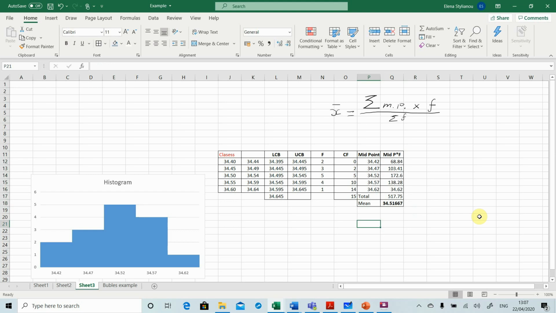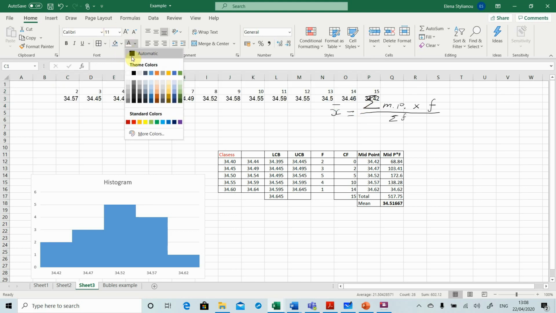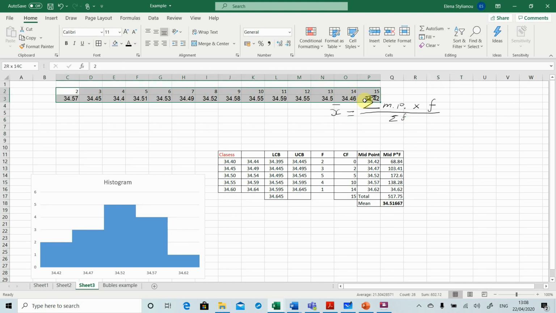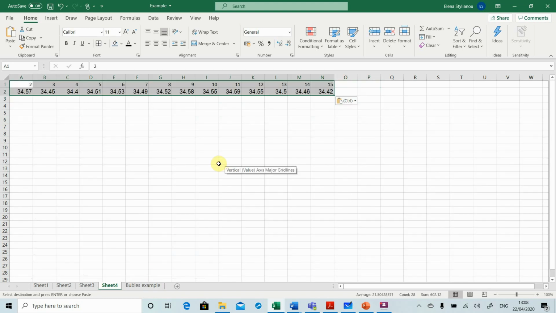And now let's discuss how to calculate standard deviation. Actually, first let's discuss what standard deviation means, and after that let's calculate it. Those are our data. Let's make it a little bit clearer what standard deviation is, what it means, and what we calculate it for.